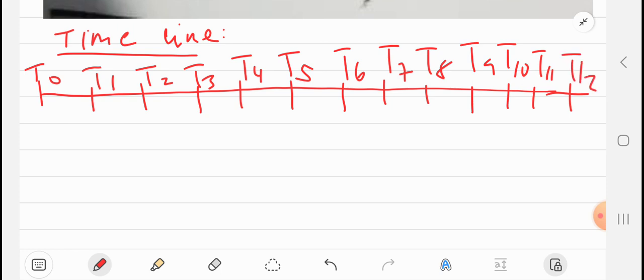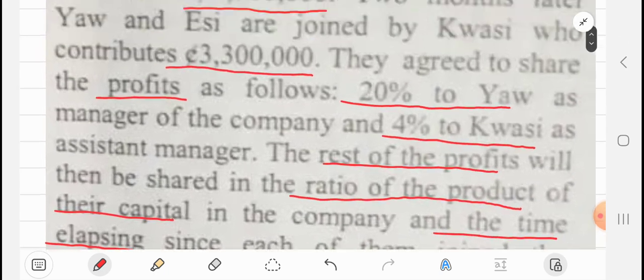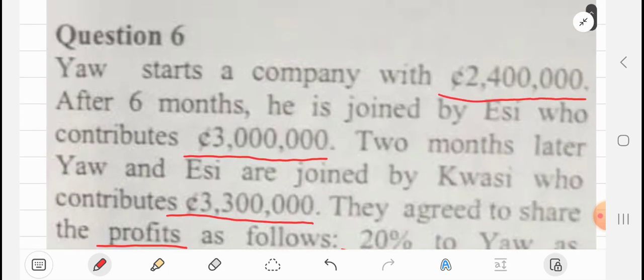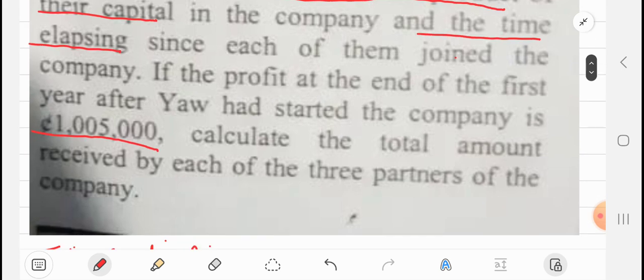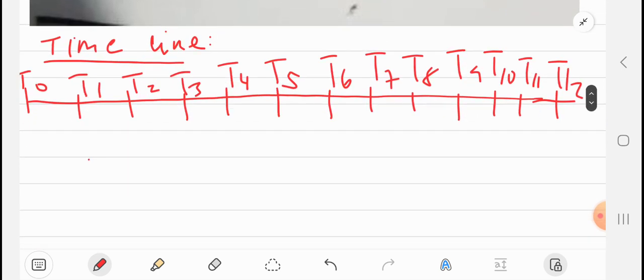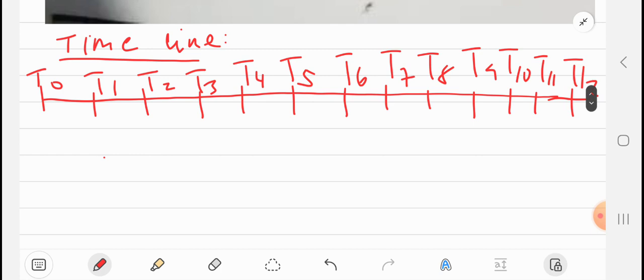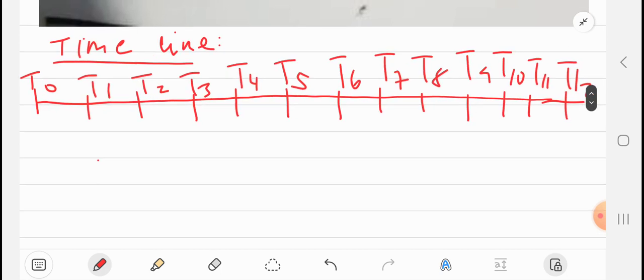And at the beginning, let me go back to the question to make sure that we're on the same page there. Yo starts the company with 2.4 million Ghanaian cedi. So in the beginning, Yo begins the company with exactly that amount of money. So how much does Yo put in? So Yo puts in 2.4 million Ghanaian cedi. That is Yo here.